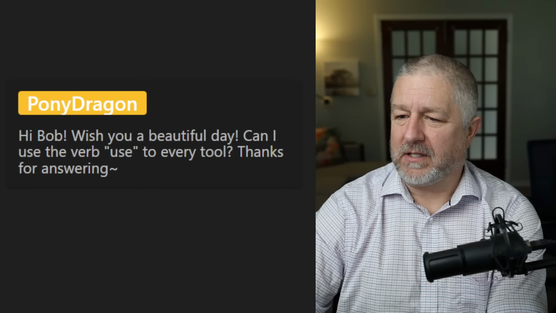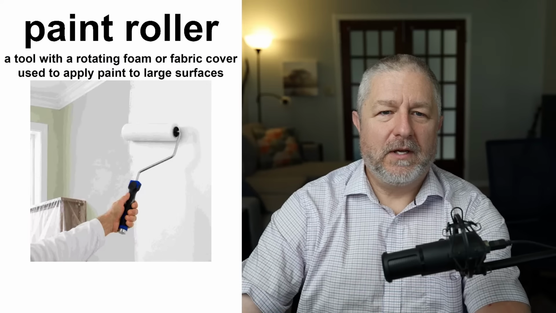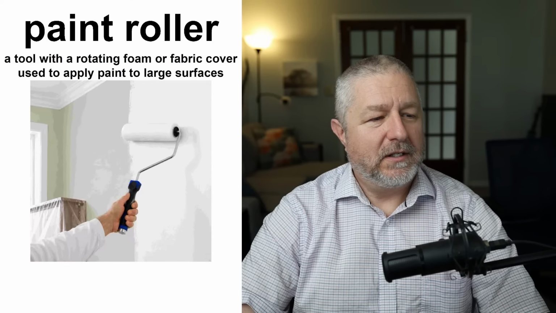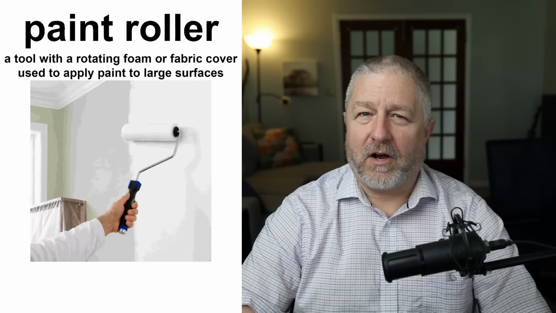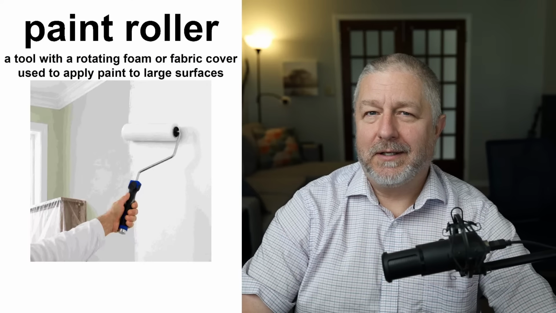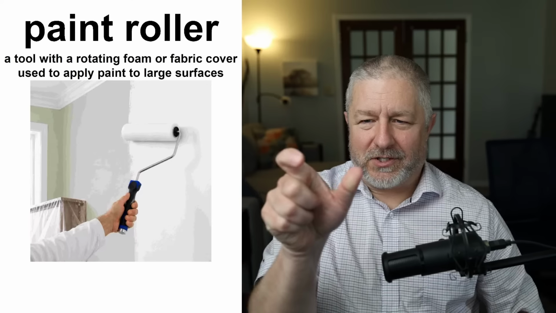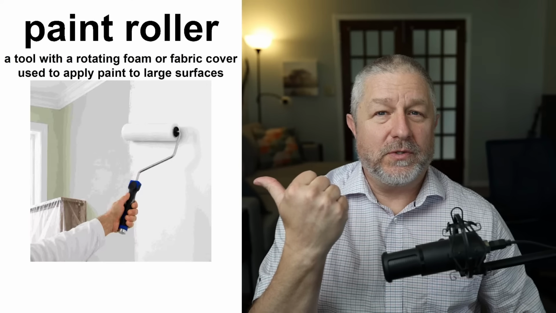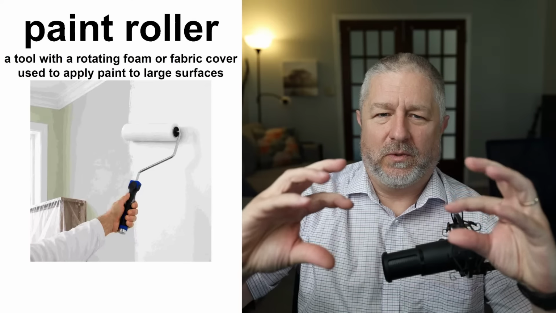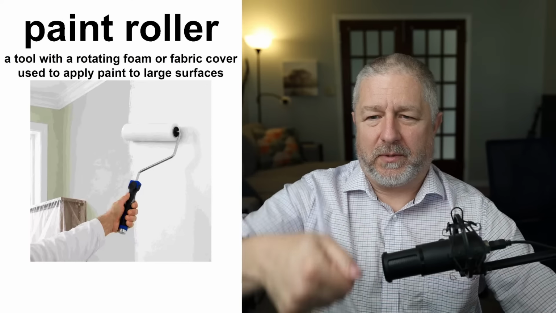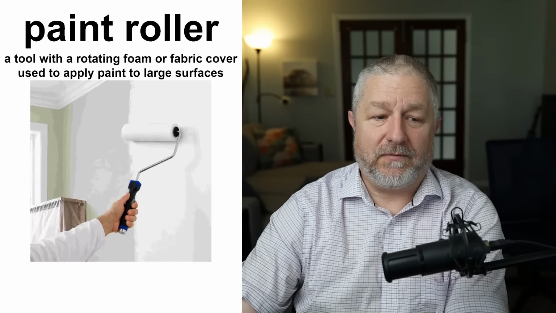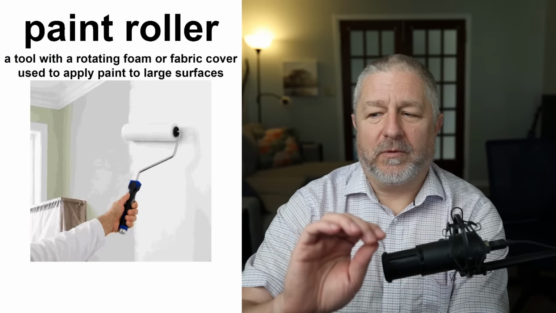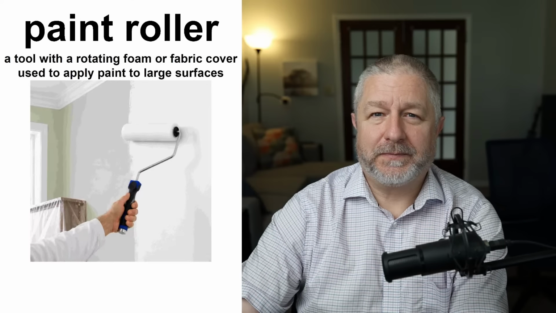Okay, let's finish this lesson off. Paint roller, a tool with a rotating foam or fabric cover used to apply paint to large surfaces. And it just struck me that this might be one that I taught before. I think this is in one of the other tool lessons. So this is a review slide. A paintbrush has bristles and it's not very wide. If you need to paint an entire wall, you would use a paint roller. If you want to paint something quickly, use a paint roller. It'll go very, very fast. Now, what you're painting needs to be relatively smooth, though.